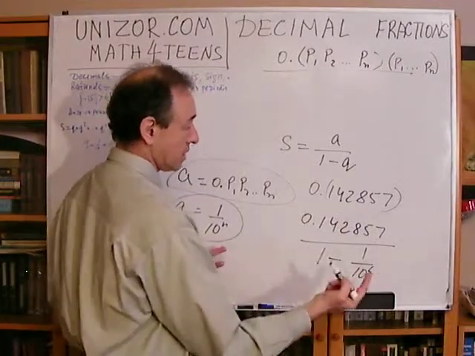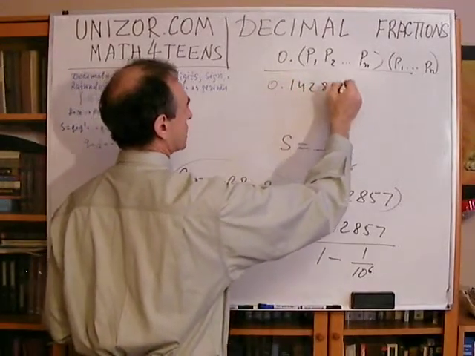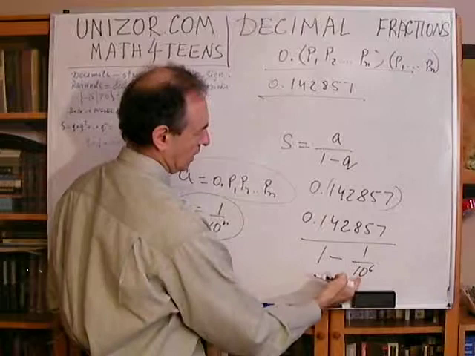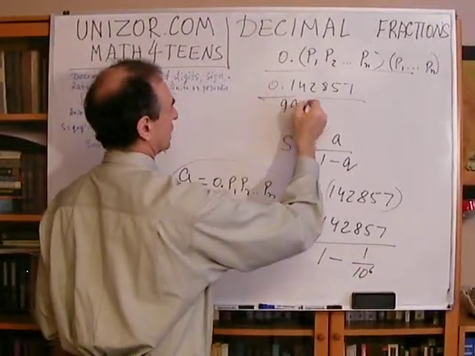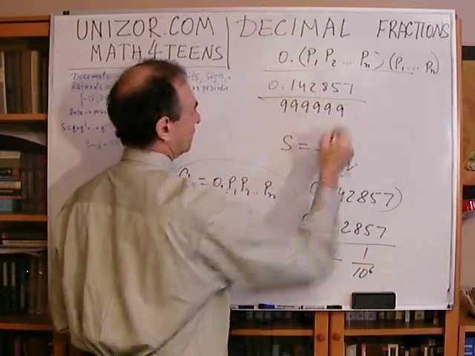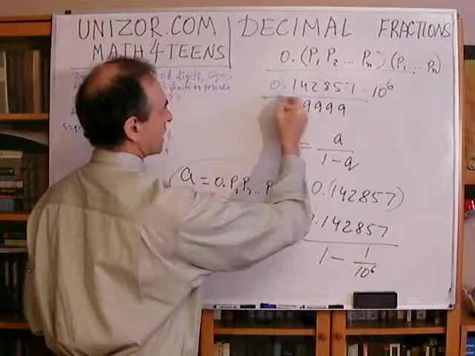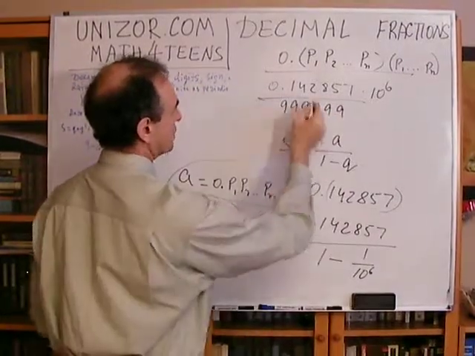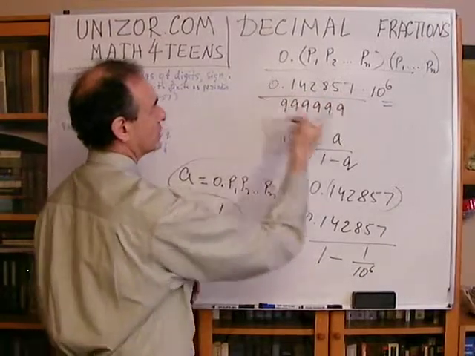10 to the 6 is a million, right? So we'll have 0.142857 divided by 10 to the minus 6, times 1 million minus 1, it's 999999. 10 to the 6 goes to the top. This is exactly the number of positions which we have here. So this 10 to the 6 makes this fraction an integer number, right?